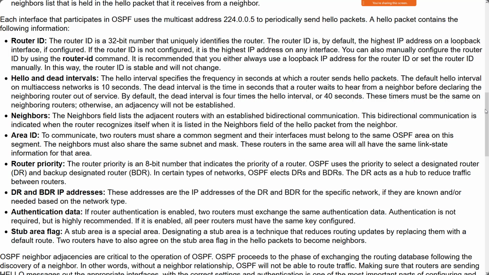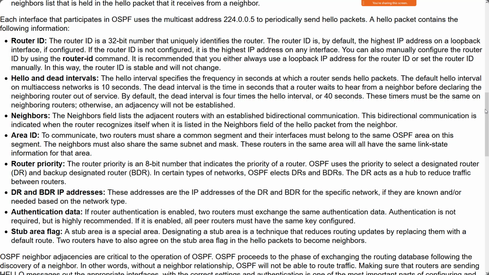DR others never form a full adjacency with each other. Designated router others, meaning that they're a candidate to be a DR or BDR, but they're not because they just didn't win. Those routers form a two-way adjacency, meaning that they know they could become neighbors fully adjacent if they needed to, and they recognize that they exist because they're listed in the neighbor list in the hello packet, but they're not fully adjacent.